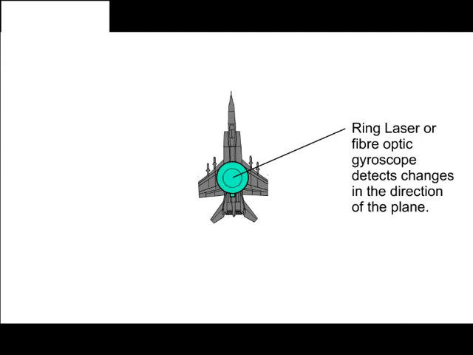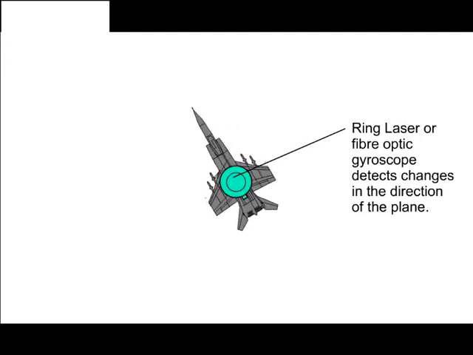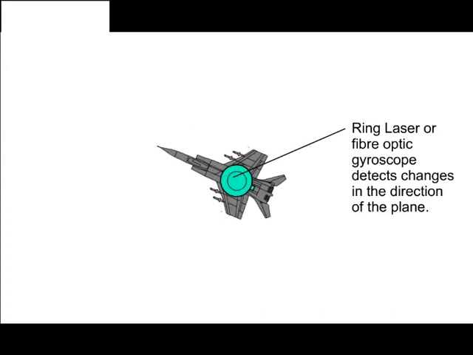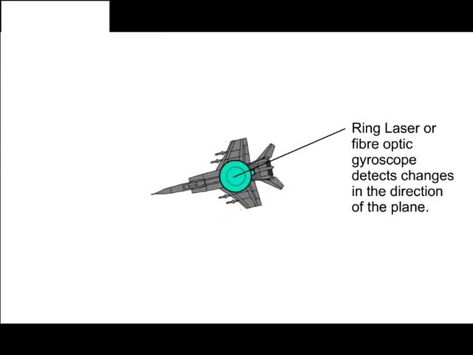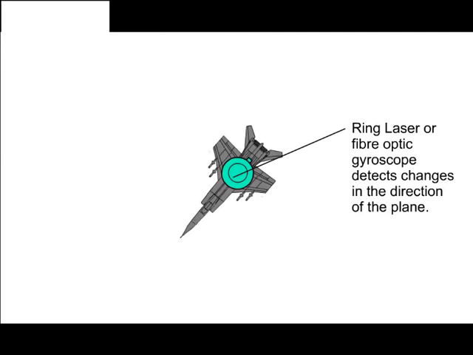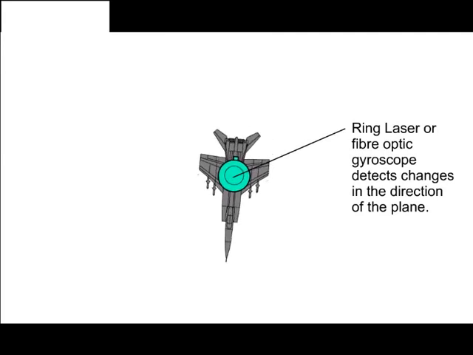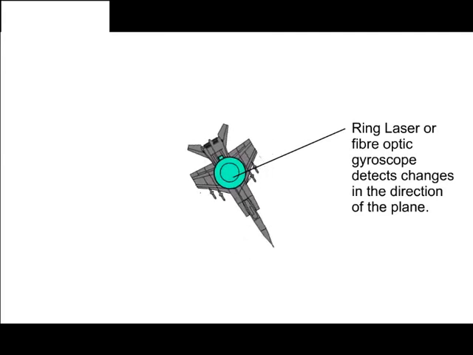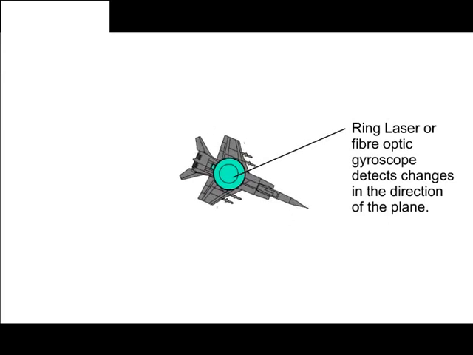This Sagnac effect is used by airlines for their compass directions. As the plane turns, the change in the fringes is translated into a change in the direction of the plane that then registers on the cockpit compass.